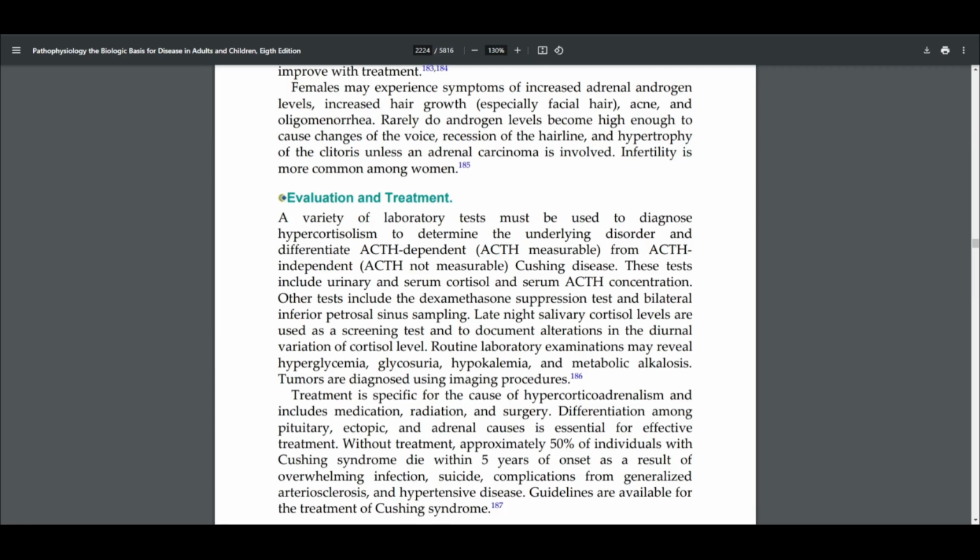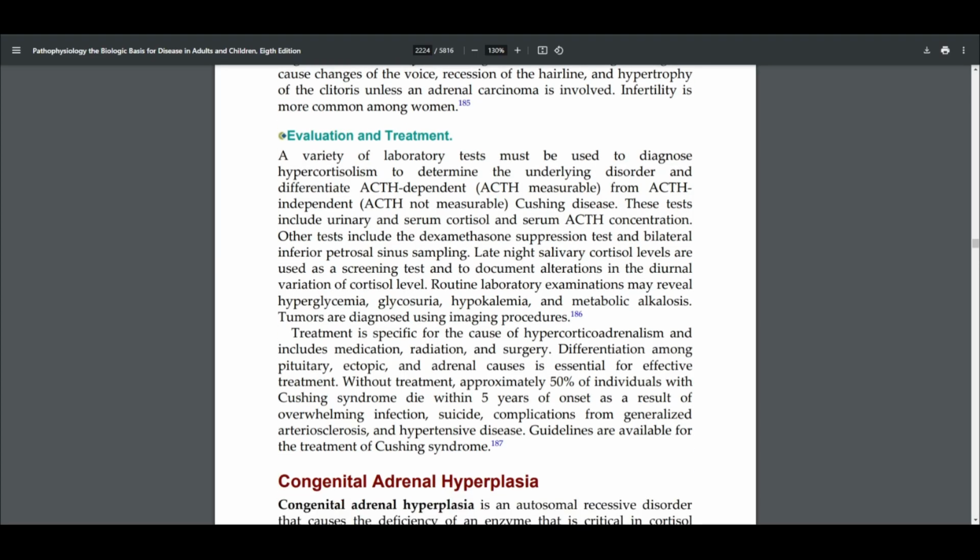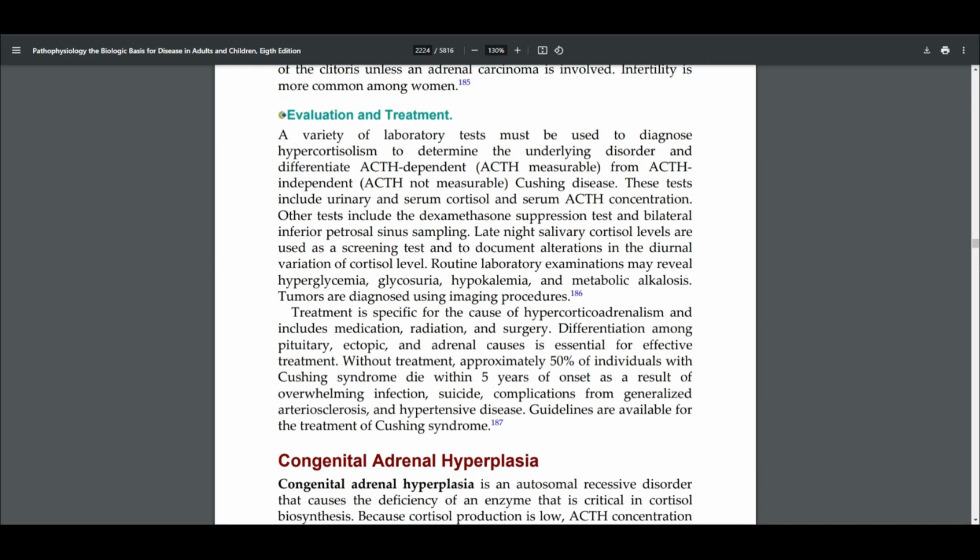Females may experience symptoms of increased adrenal androgen levels: increased hair growth, especially facial hair, acne, and oligomenorrhea. Rarely do androgen levels become high enough to cause change of the voice, recession of the hairline, and hypertrophy of the clitoris, unless an adrenal carcinoma is involved. Infertility is more common among women. So are evaluation and treatment.